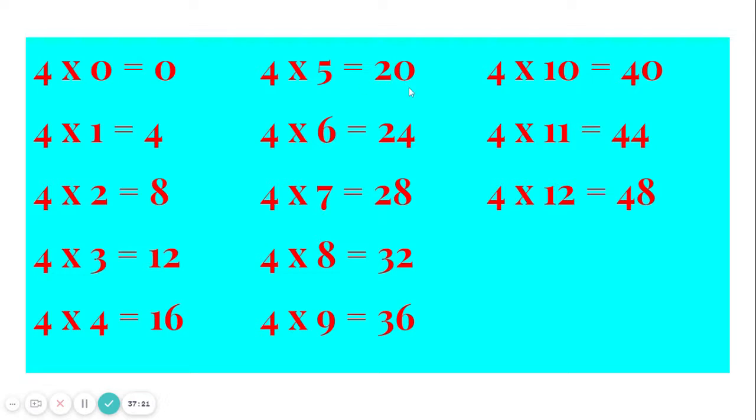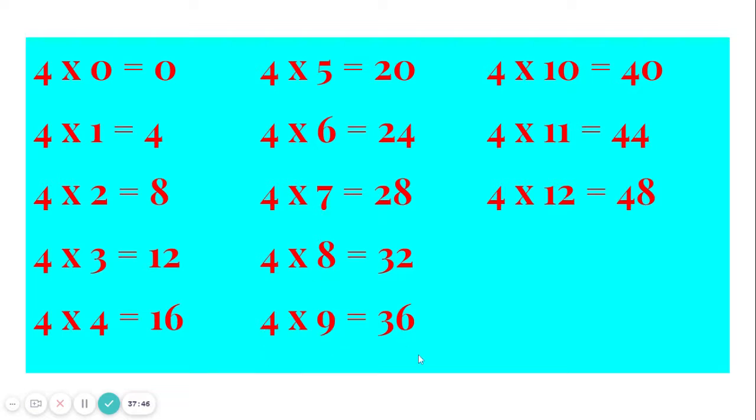4 times 5, use the clock, 20. 4 times 6, we're going to go 6 and 6 is 12. 12 and 12 is 24. 4 times 7, 7 and 7 is 14. 14 and 14 is 28. 4 times 8, 8 and 8 is 16. 16 and 16 is 32.